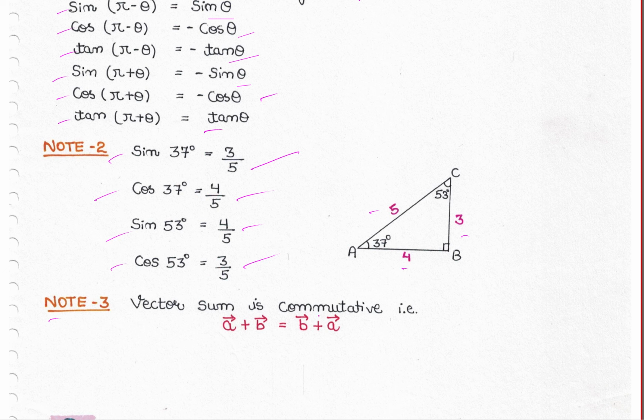Note, vector sum is commutative, that is we can write A plus B is equal to B plus A.